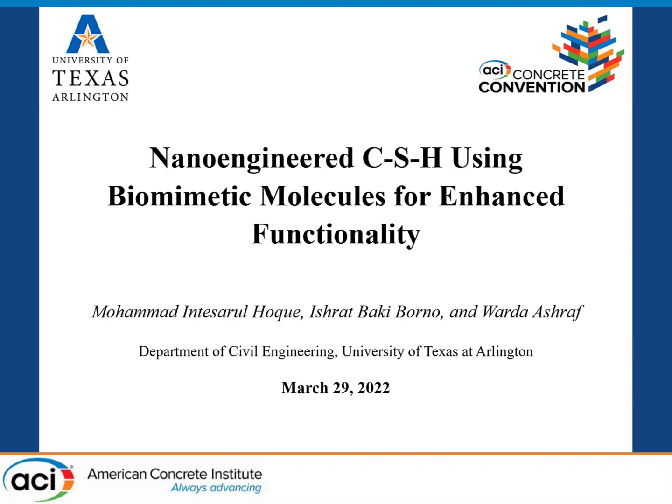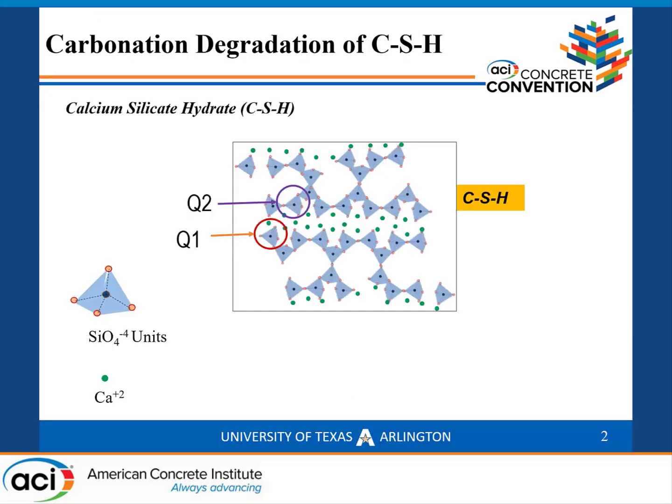Okay, so welcome to my presentation. So first, what is calcium silicate hydrate? Calcium silicate hydrate is the primary binding phase of Portland cement-based materials. For most of the macroscopic properties that we see, strength and durability, those are coming from this CSH.